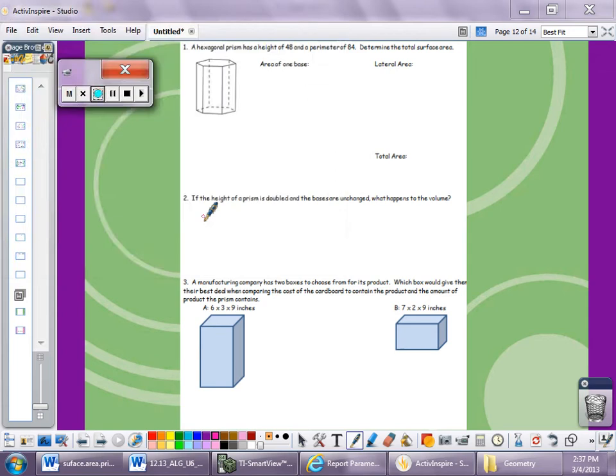So what we're going to do is start by finding the surface area of a hexagonal prism. I'll find the area of one base, multiply that by 2, and then also find the lateral area, and add them to find the total surface area.